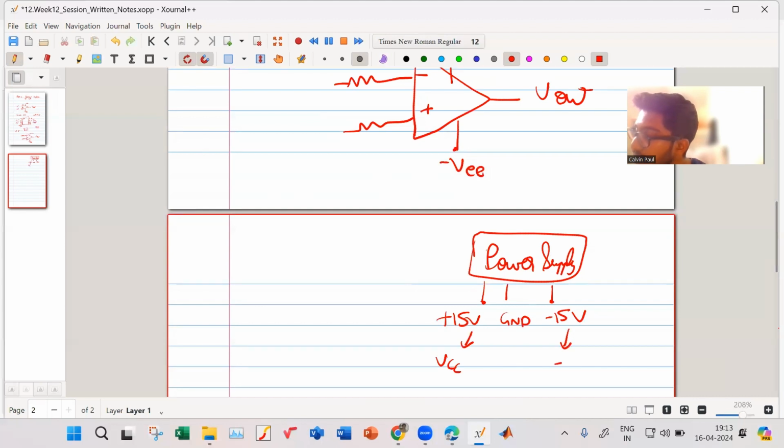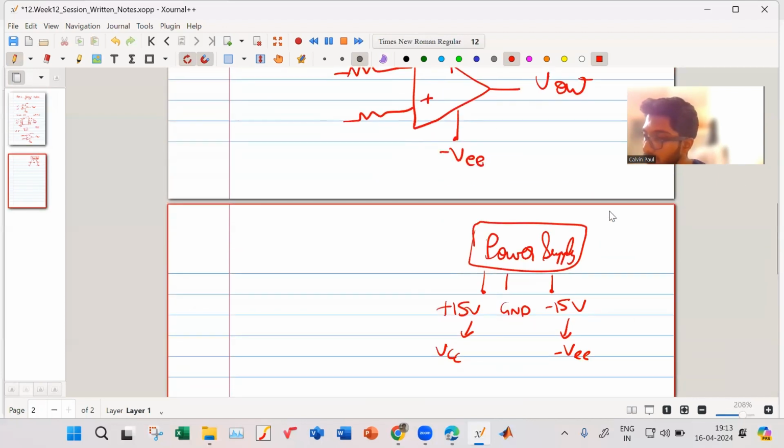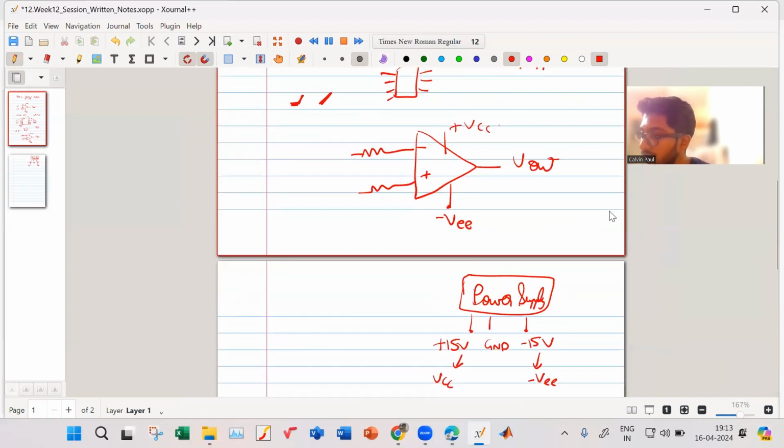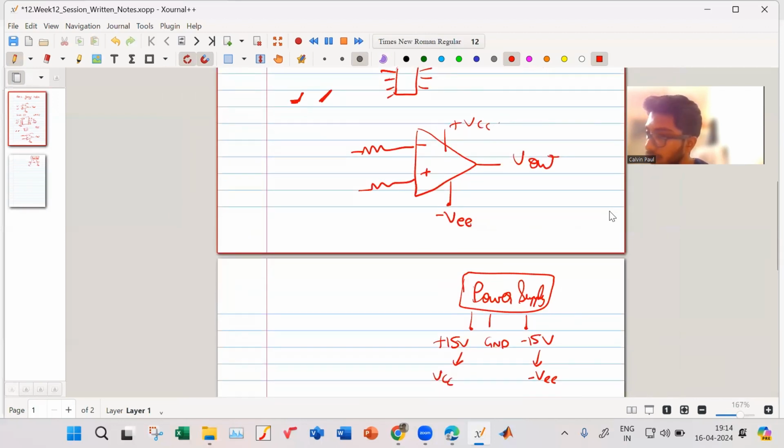This minus 15 will go to your minus VEE pin. What will happen to your ground? Sometimes we'll ground it based on the chips. I mean, the IC will ground it, or we'll use minus VEE, right? No, you have to connect ground. In the circuit, the ground is to be there. Ground is like a reference point.